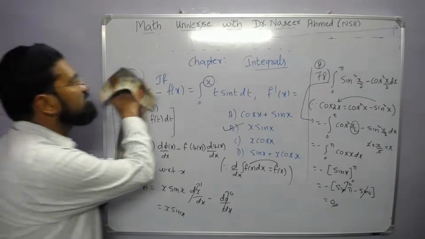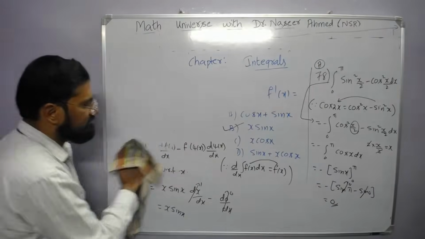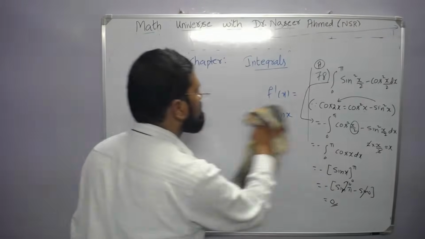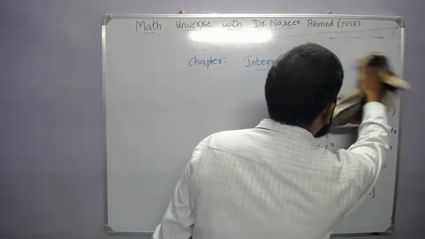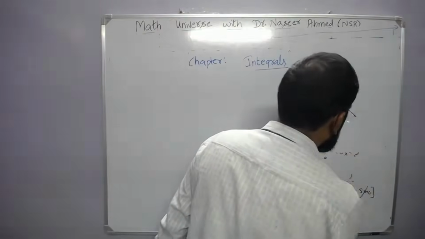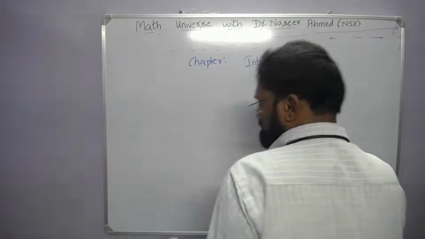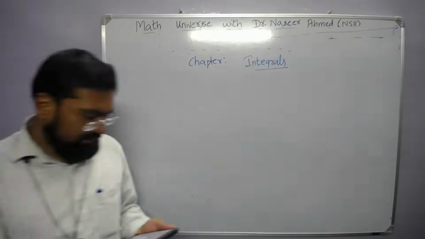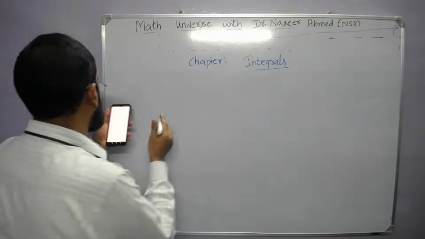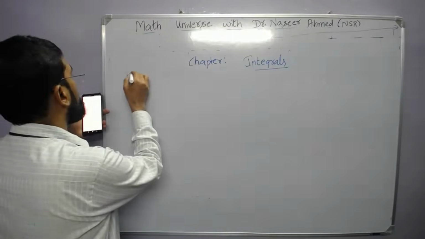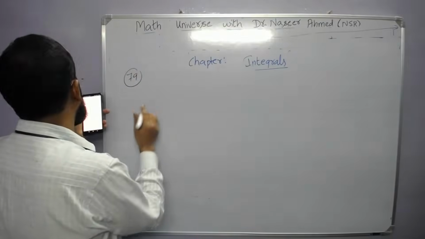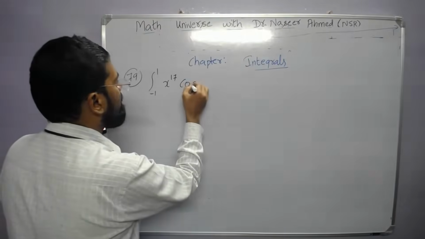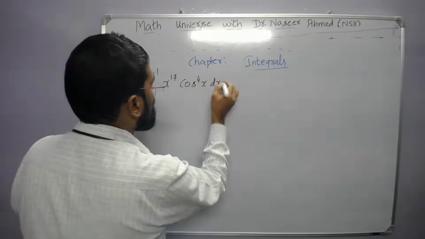Let's move on to the next question. Now let us take a problem on the even and odd concept. See carefully. Question number 79: integral from minus 1 to 1 of x power 17 cos power 4 x dx. We have to go for this.